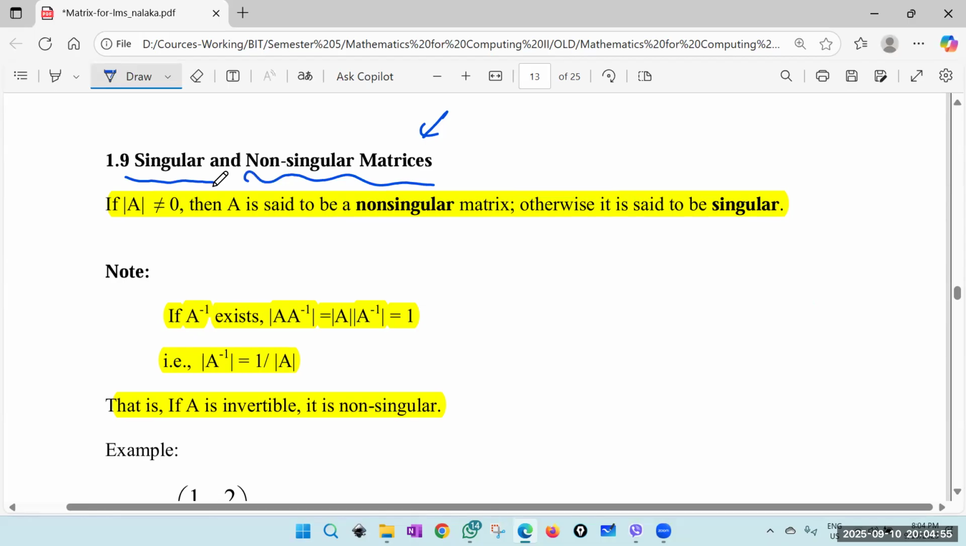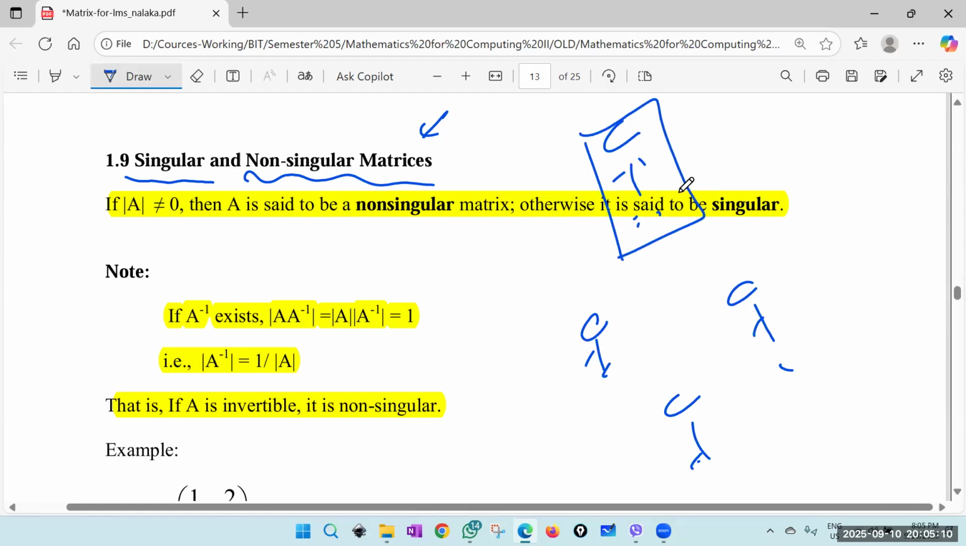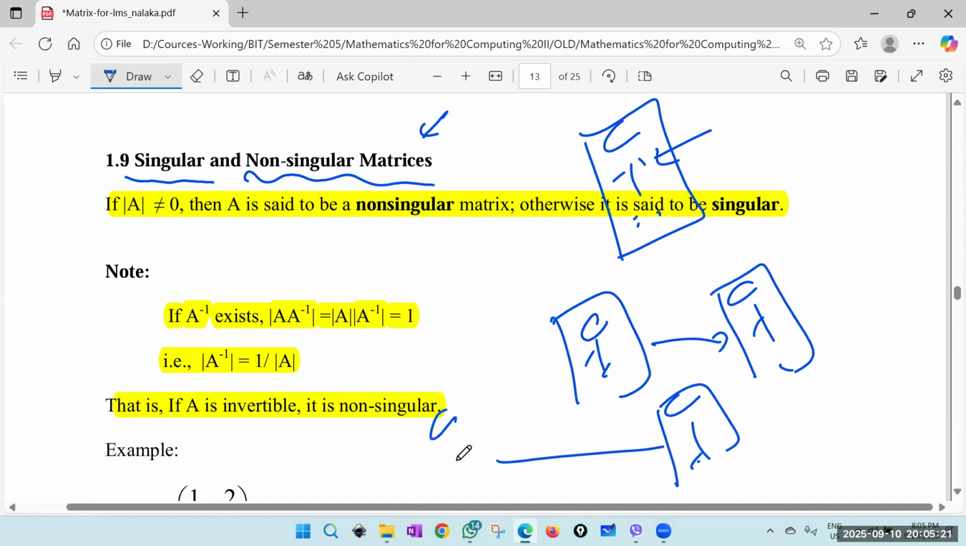It's something like we have a lot of people in this society. Some are single, some are married or they have a partner. Some people choose to be single. So singular means something like you decided to be single. Non-singular means you have a partnership. So some are singular, some are non-singular.